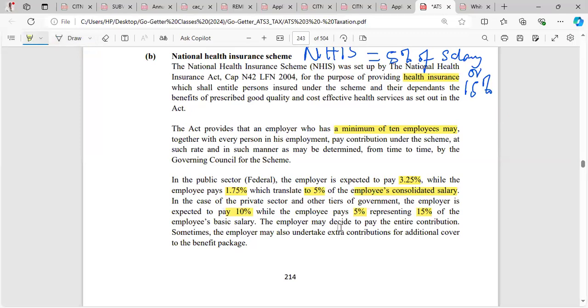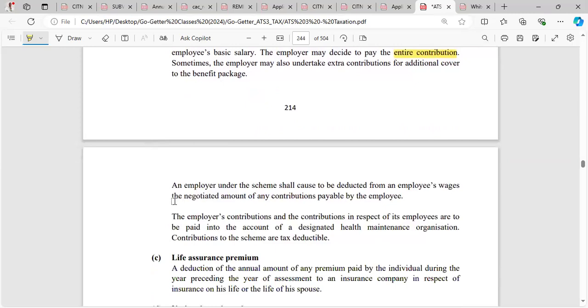Now, it is noted here that the employer may decide to pay the entire contribution. Sometimes the employer may undertake extra contribution for additional cover to the benefit package. So it's possible that instead of the employer paying only 10% and the employee paying 5%, the employer might pay everything. It might even pay more than 15%, it might even pay 20%. So that's it. An employer under the scheme shall cause to be deducted from the employee's wages the negotiated amount of any contribution payable by the employee.